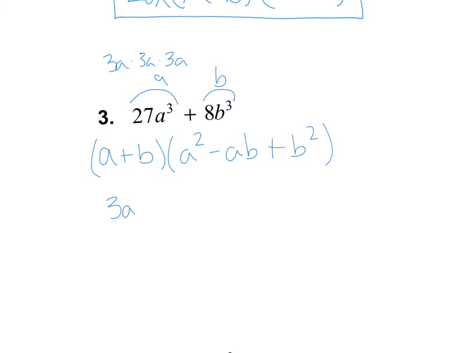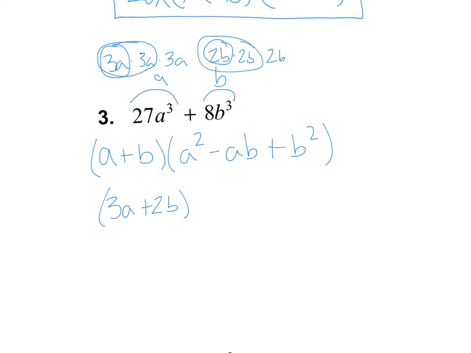So when it asks for just a, it's just asking for the first one. When it says a squared, it wants 2 of them. Okay, so the b one is 2b times 2b times 2b. So when it asks for b, it just wants the first one. But if it says b squared, it wants 2 of them. So when I do a, it's just one of them, which is 3a, and b is just one of those, so plus 2b.